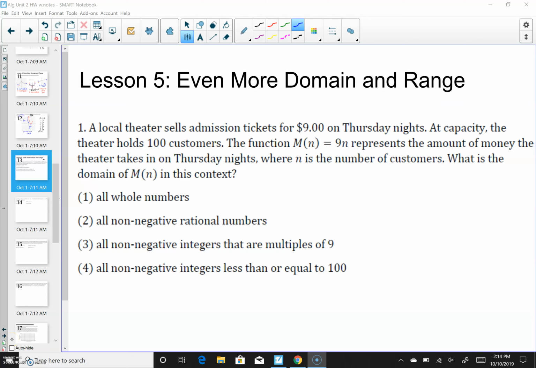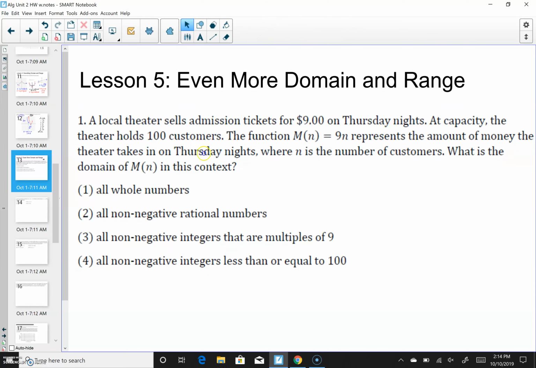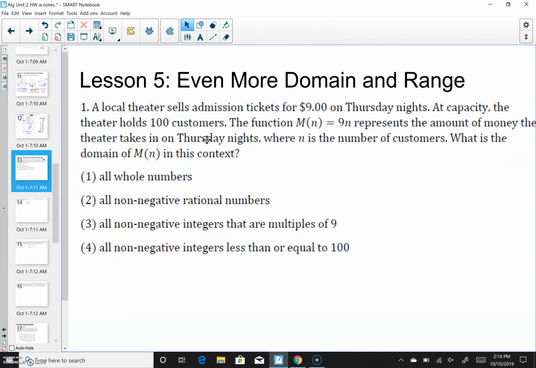Lesson 5's homework, even more domain and range. We're going to spend some time talking about the appropriate domains that work for a particular word problem, based upon what we're actually trying to accomplish with our domain and whether we can use decimals or have negatives and stuff like that.